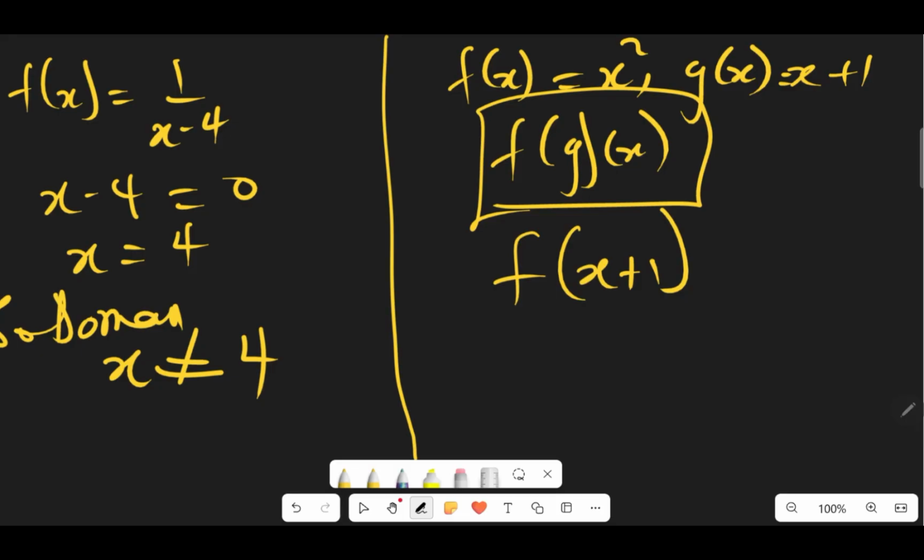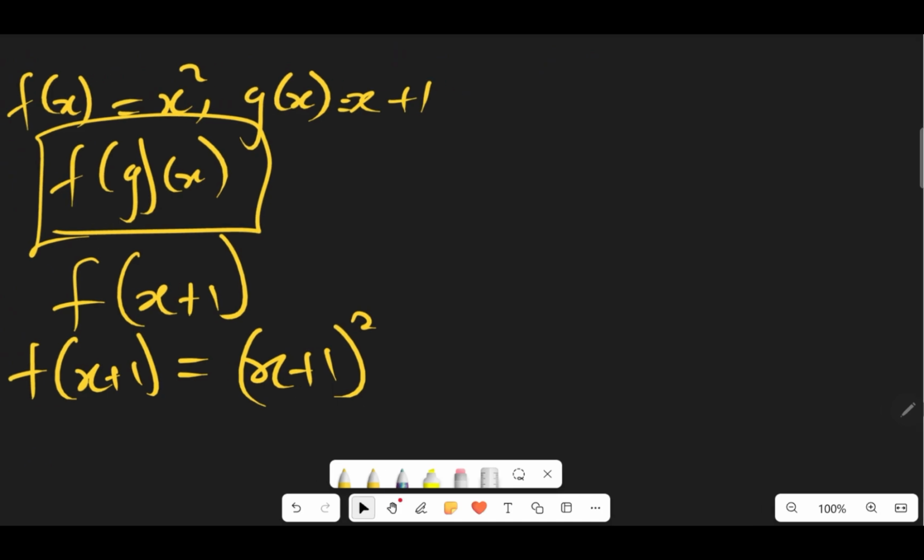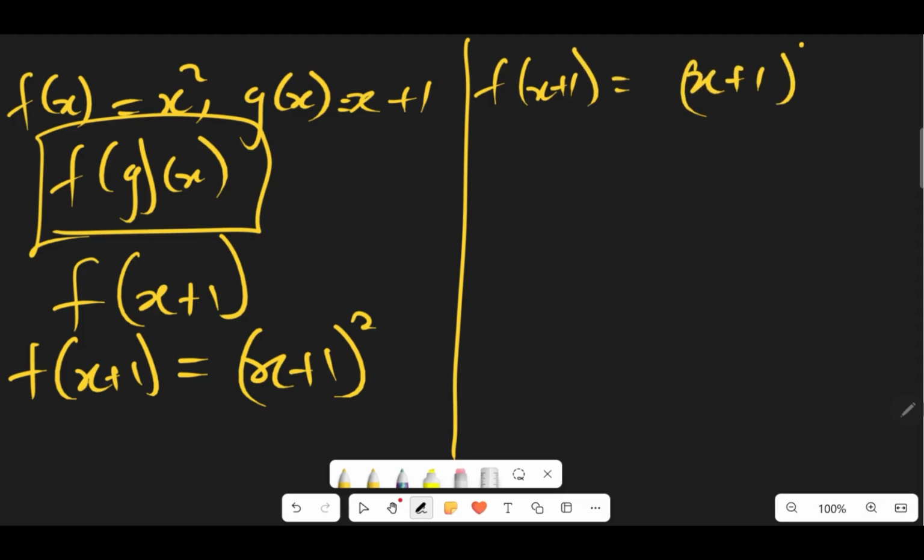So anywhere I see x in the function f of x, I'm going to put x plus 1 over there. Is that okay? So we are going to get f of x plus 1 being equal to x plus 1 all squared. From there, we have to still simplify. So f of x plus 1 is equal to x plus 1 all squared, the same as x plus 1 in the first bracket, then x plus 1 in the second bracket.